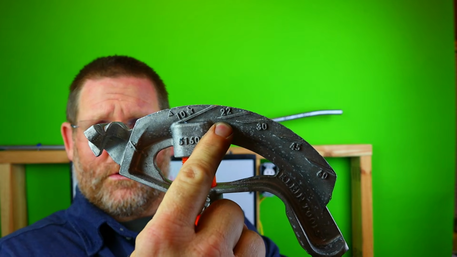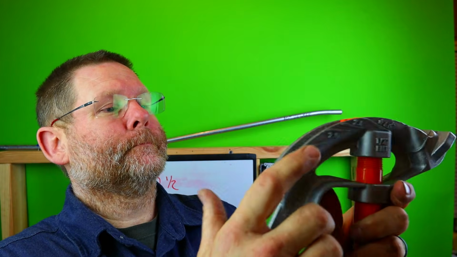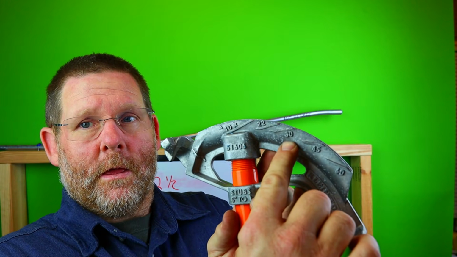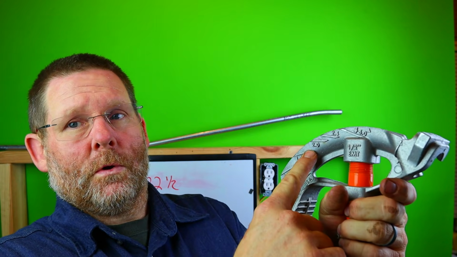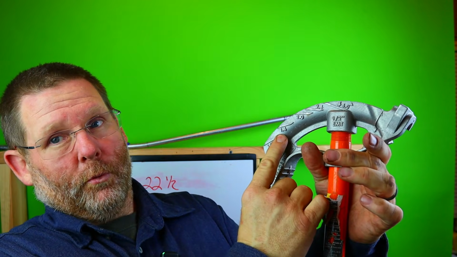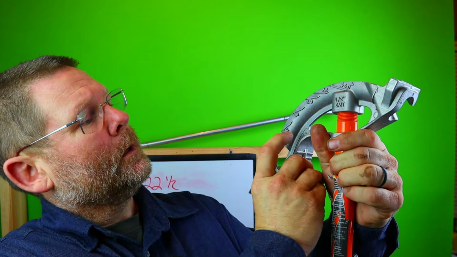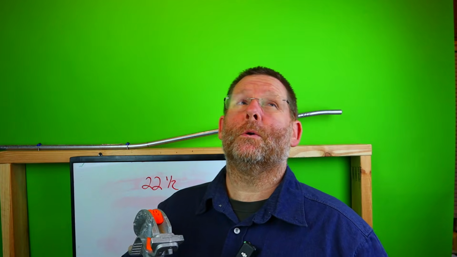So 6 times. 22, 2.6. 30, 2. 45, 1.4. 60, 1.2. So you don't have to remember. If it's on 30, do I multiply by 2 or is it 4 or so on and so forth?